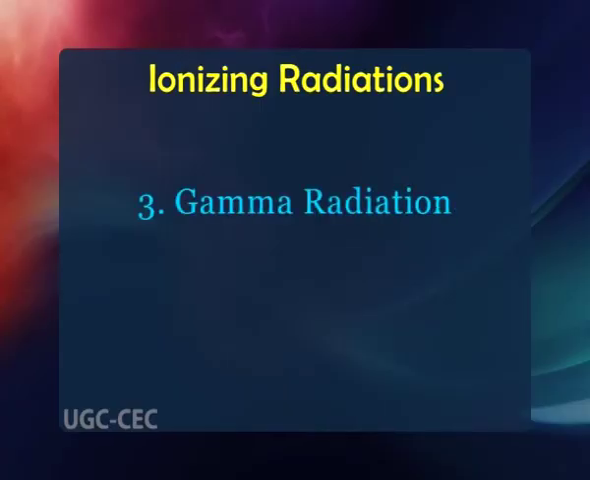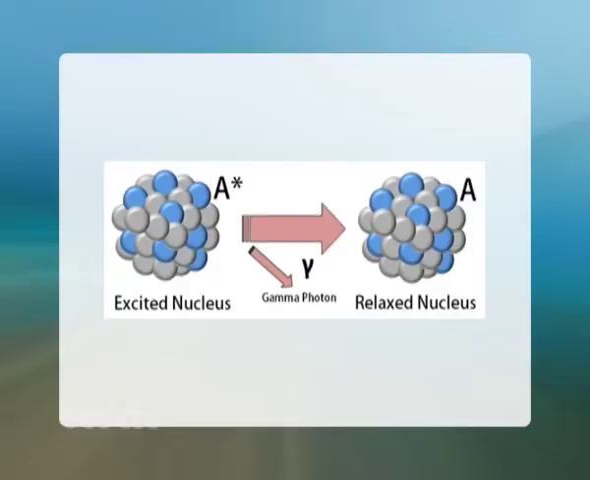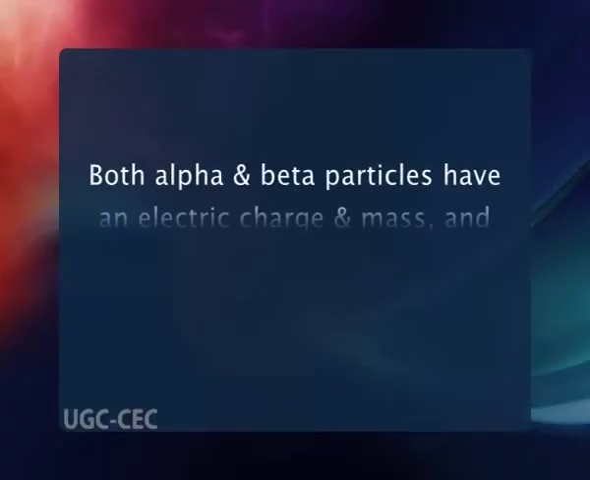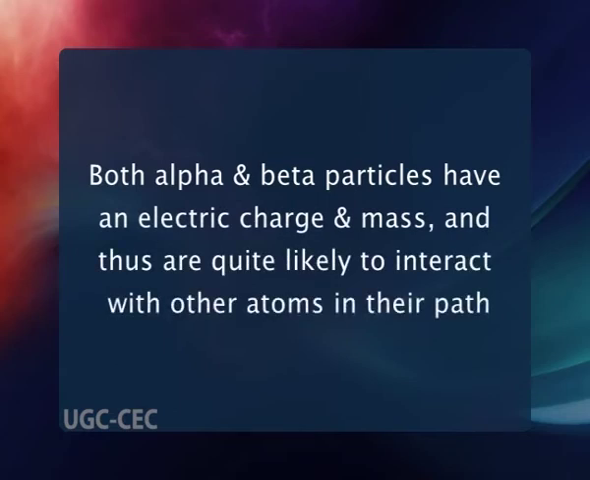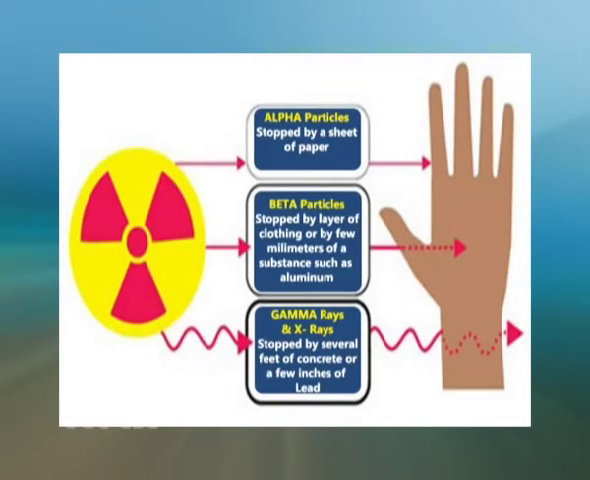Now third, gamma radiation. Gamma radiation consists of photons with a wavelength less than 3 × 10⁻¹¹ meters. Gamma radiation emission is a nuclear process that occurs in an unstable nucleus to get rid of excess energy after most nuclear reactions. Both alpha and beta particles have an electric charge and mass and thus are quite likely to interact with other atoms in their path. Gamma radiation, however, is composed of photons which have neither mass nor electric charge and as a result penetrates much farther through matter than either alpha or beta radiation.